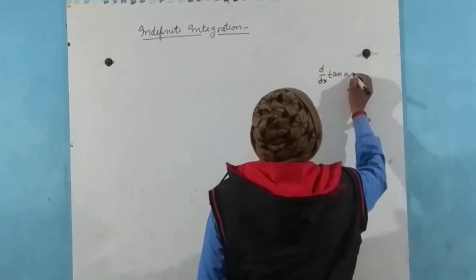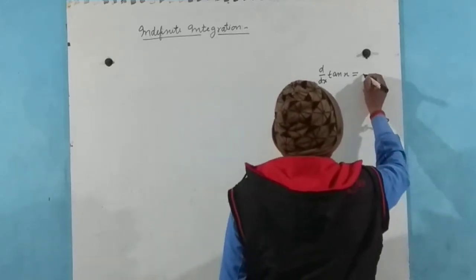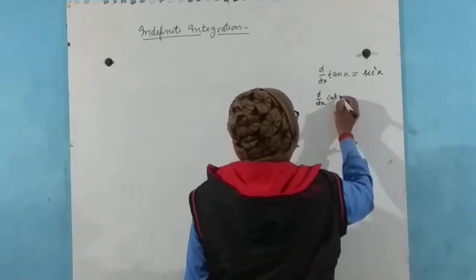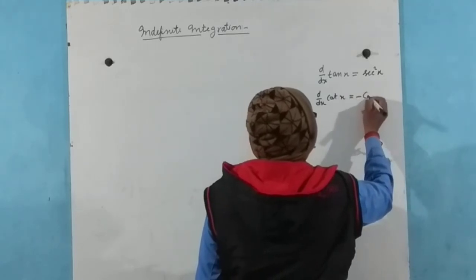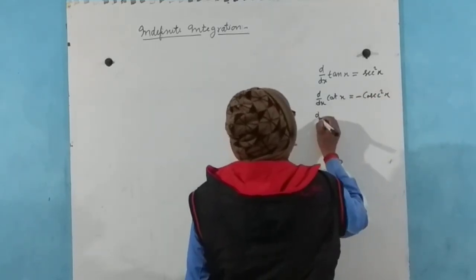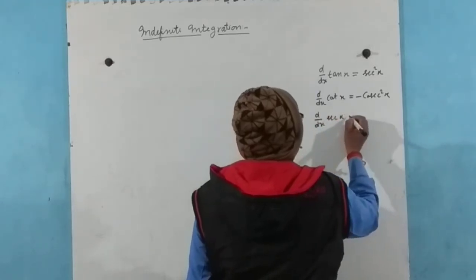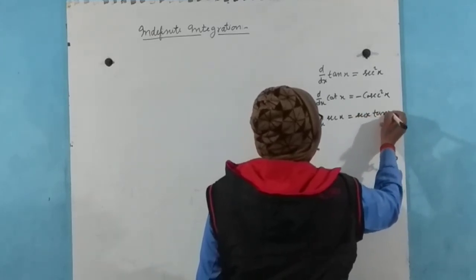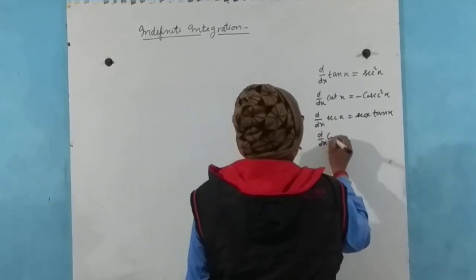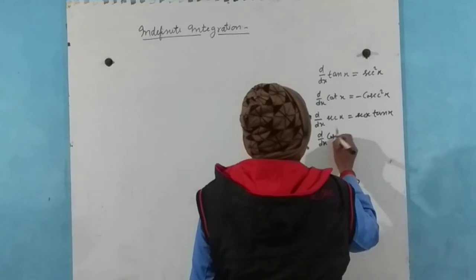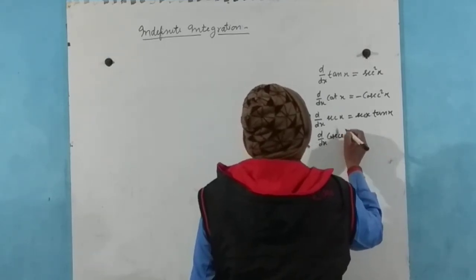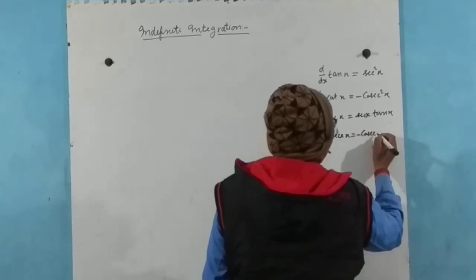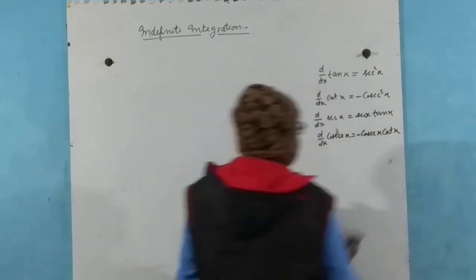d by dx of tan x, the differentiation of this is sec square x. d by dx of cot x is minus cosec square x. d by dx of sec x equals sec x tan x. d by dx of cosec x equals minus cosec x cot x.